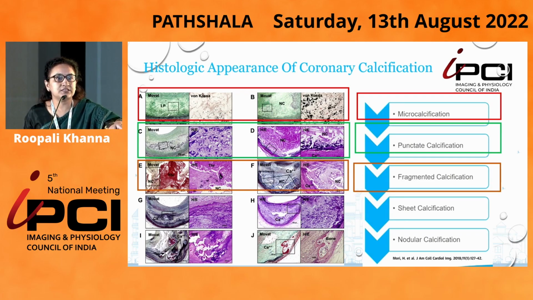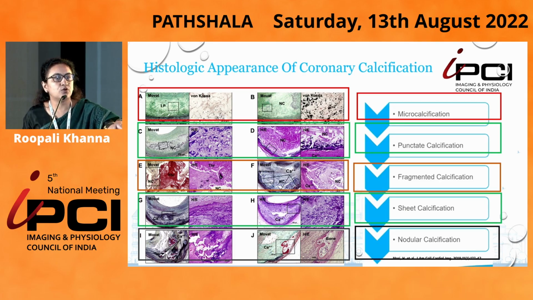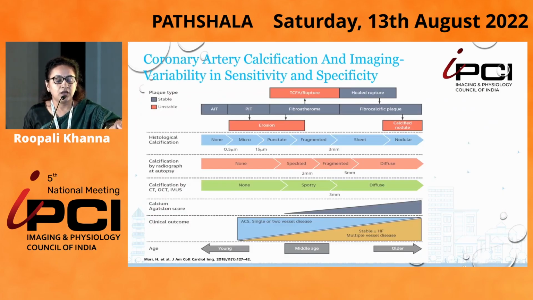When these grow, they form a sheet-like formation up to 3 millimeters. It's a sheet calcification. And whenever there is breakage in these sheets, it forms a nodular calcification. So this is basically the pathophysiology of how these calcified lesions progress. Why is it important to understand this? These spotty calcifications are usually the initial part and can be present in ACS, but we cannot see them clinically or on imaging.